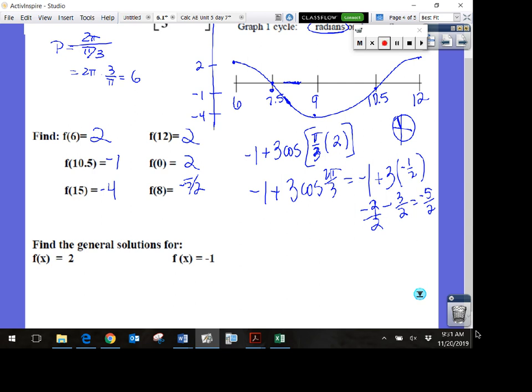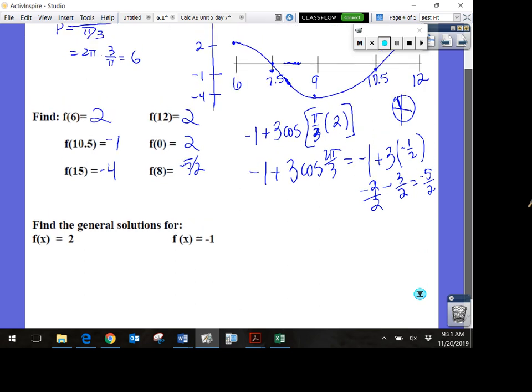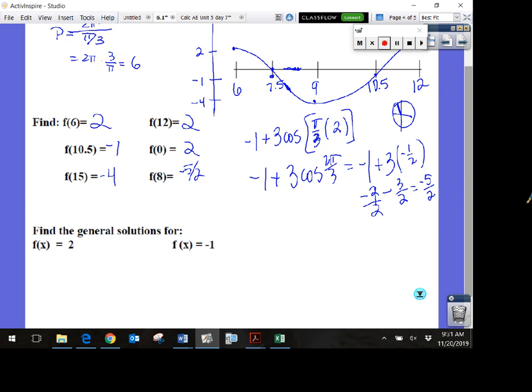So if I say the function equals 2, I want to know the general solutions for that. So I look at my graph, and I see what happens. 2 is up here at the top. And I can see that in one cycle, that happens really once. It happens at the beginning of the cycle, and then it happens again at the next beginning of the cycle. So I'm just going to have one general solution. So my general solution is x equals an x value where that happens. An x value where that happens is 6 or 12. Pick either one of those. I usually pick the first one that's on my graph, whatever it is.